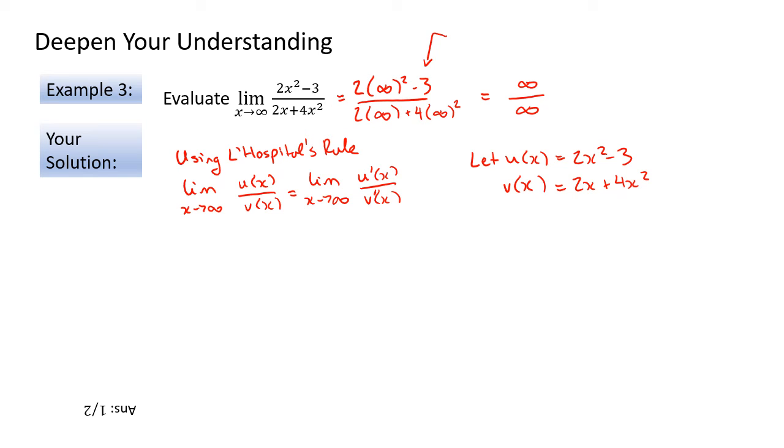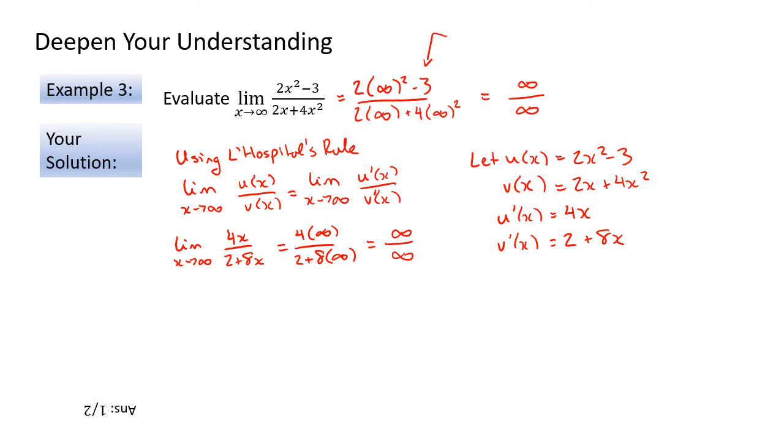So if we take the derivatives, u prime of x is equal to just 4x, okay? Going back to the u of x equation. And v prime of x is equal to 2 plus 8x. Okay? So if I substitute these values in, we get the limit as x approaches infinity of u prime, which is 4x, divided by 2 plus 8x. So if we substitute in infinity, we're left with 4 times infinity divided by 2 plus 8 times infinity, which again is infinity over infinity.